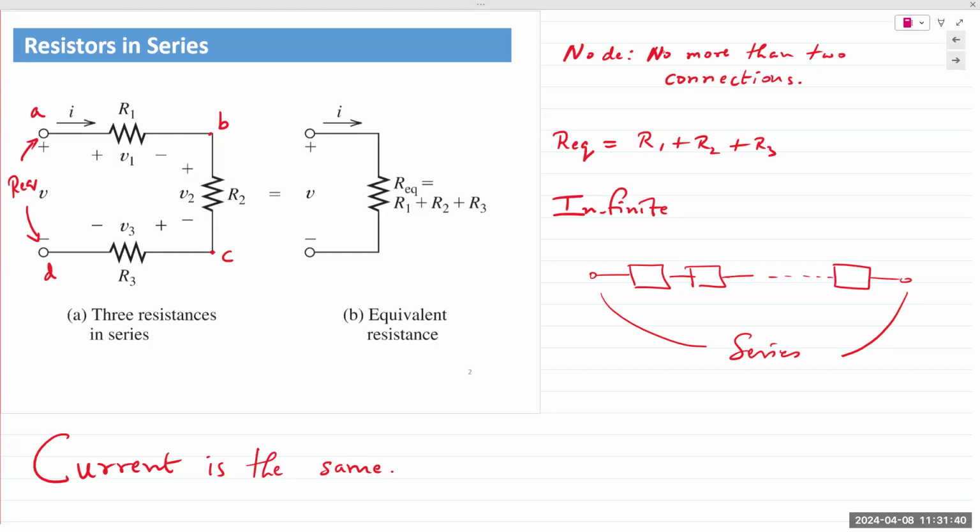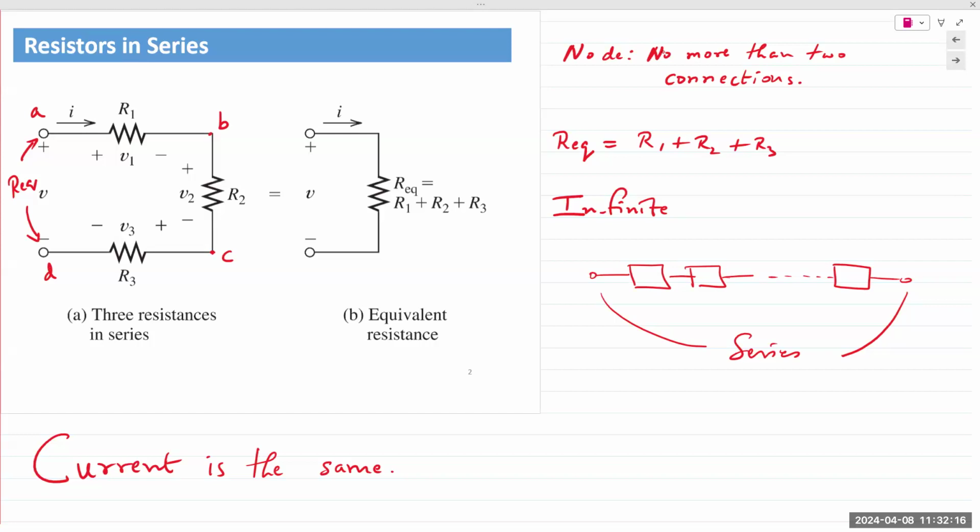In this case, the current I is a result of R1, R2, and R3 all working together. It's the combined cumulative effect of R1, R2, and R3 that gives us that value of I. If we add one more resistor to this connection, or if we take out or remove one resistor from this connection, then I will change. It will change in value, but that value will still be the same for all three resistors or all resistors in that circuit.